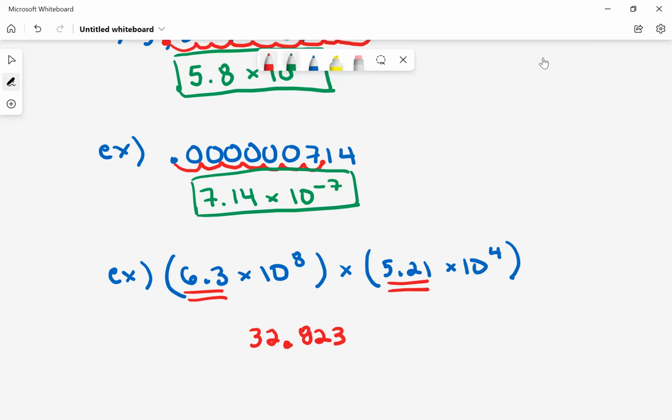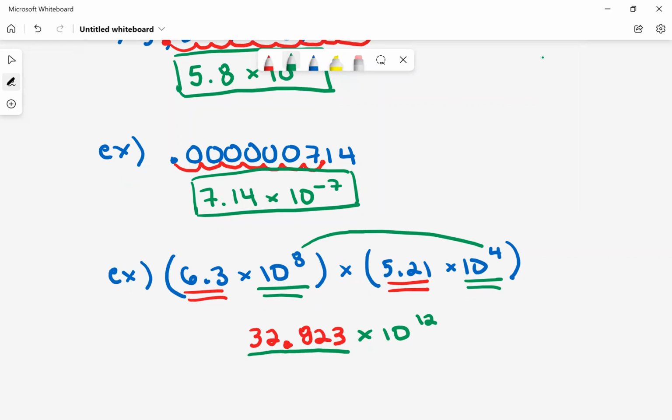Now I'm going to multiply the tens. So I have 8 tens and then an additional 4 tens for a total of 12 tens. Basically, what I did was add the exponents here. That's kind of using a little bit of an algebra trick. Now, there is a problem. This answer right here is not scientific notation because the number is not between 1 and 10. It's bigger than 10. 32 is bigger than 10.